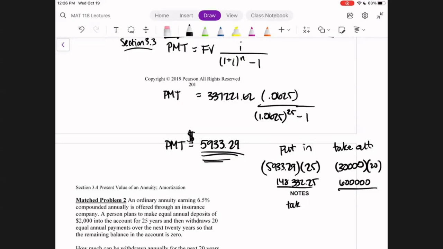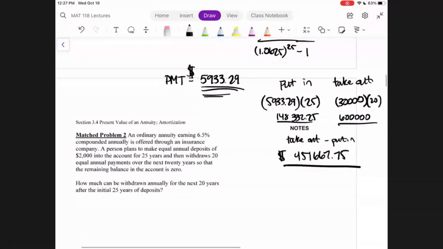So take out minus put in. So quite a bit of money. That's how much interest you earned. And that's why a lot of people do save for retirement. If you're going to work for a company a long time, you want to make the most out of your money, and most of the financial advisors at a job will do that. So you can look at match problem 2. And that's why saving for your retirement is beneficial.